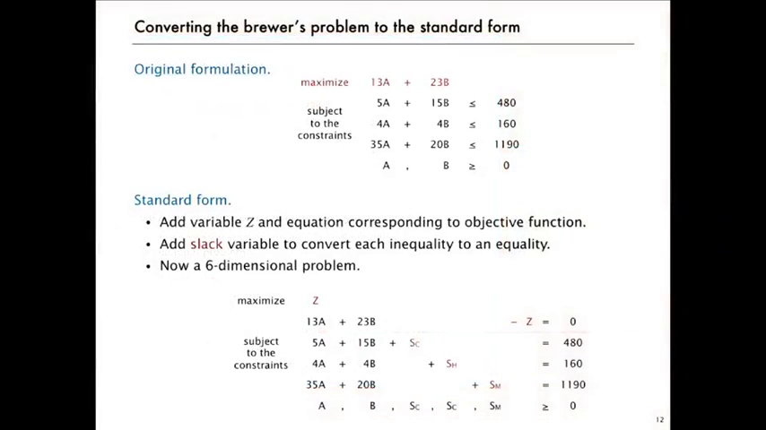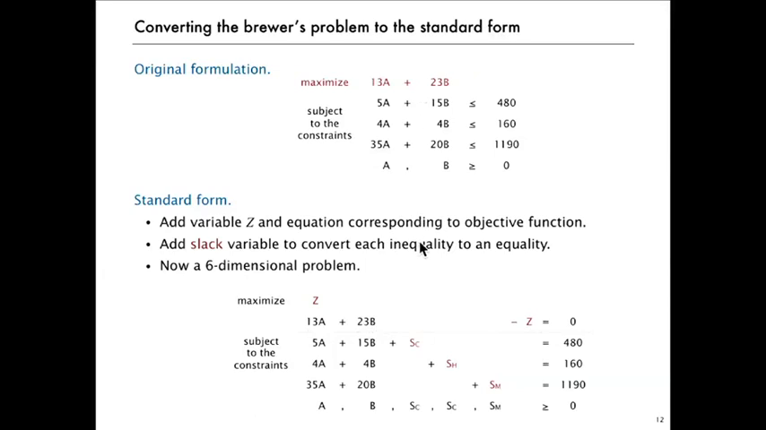So the first thing is, instead of maximizing a linear combination, we're actually going to just maximize a single variable, and we're going to add that and then make the objective function an equation. So we want to maximize z subject to the constraint that 13a plus 23b minus z equals 0. That's the same as maximizing 13a plus 23b.